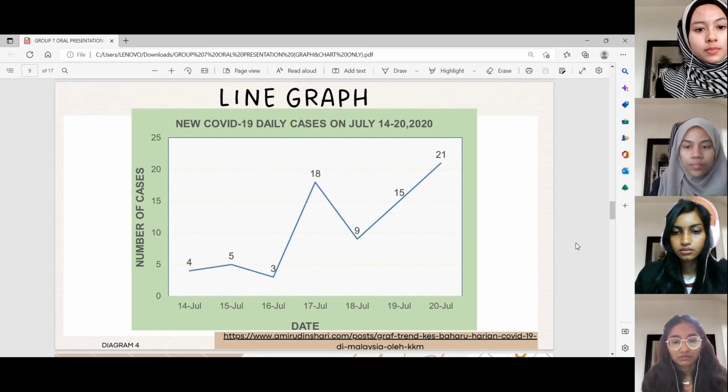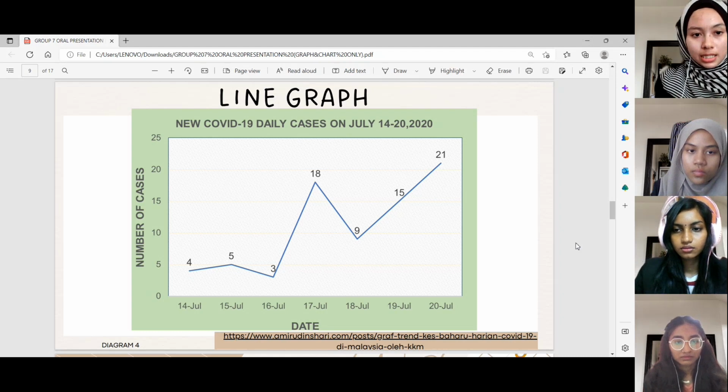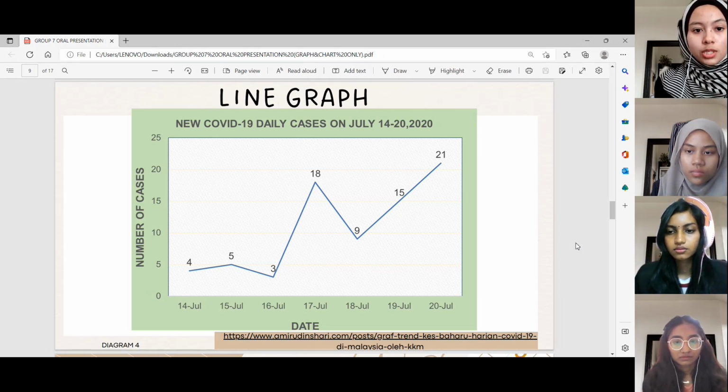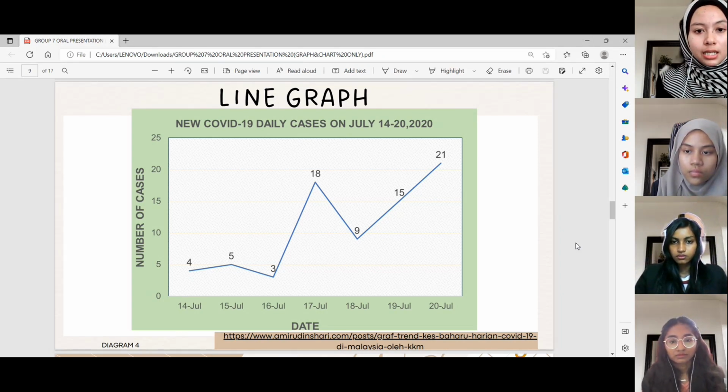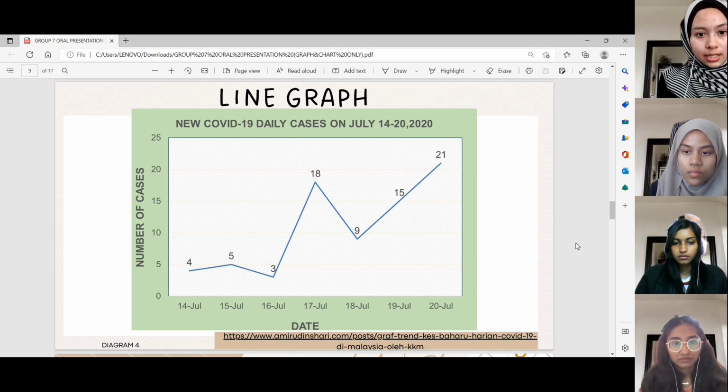Next, from 17 to 18 July 2020, the number of daily cases decreased greatly from 80 to 9, then increased dramatically to 21 on 20 July 2020.